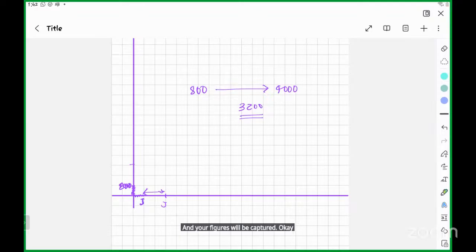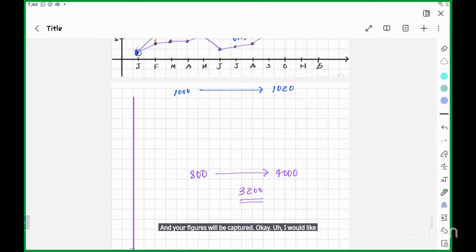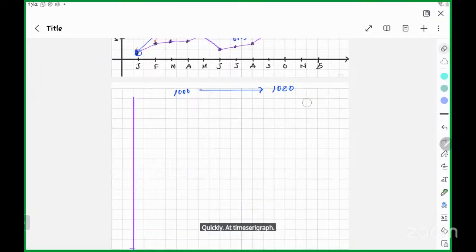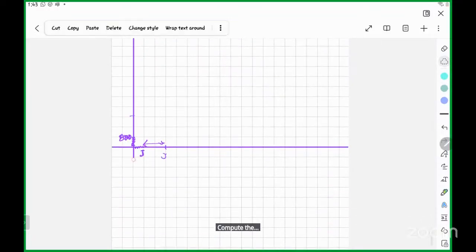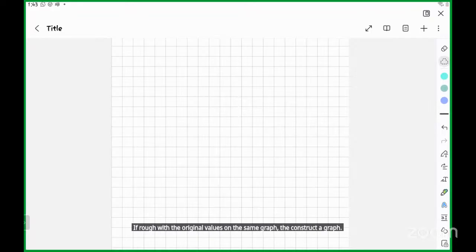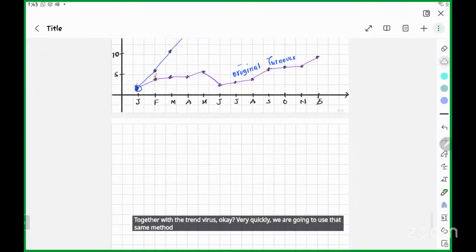Okay. I would like us to look at a time series graph quickly. A time series graph where they tell you compute the trend values and hence construct a graph with the original values on the same graph. Construct a graph together with the trend values. Okay, very quickly, we are going to use the same methodology here to do it.